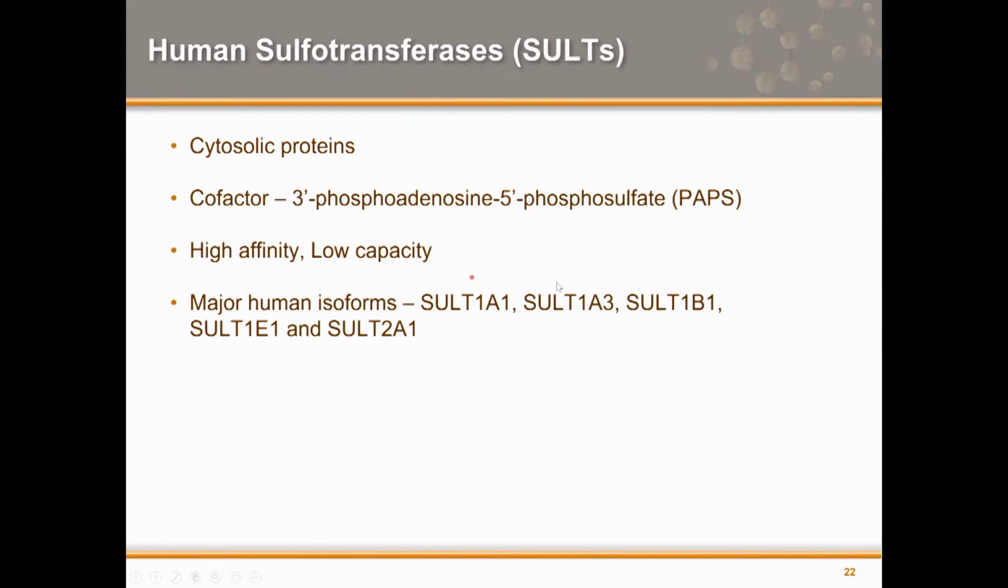The major human SULT isoforms are noted here. These are SULT1A1, 1A3, 1B1, 1E1, and SULT2A1.